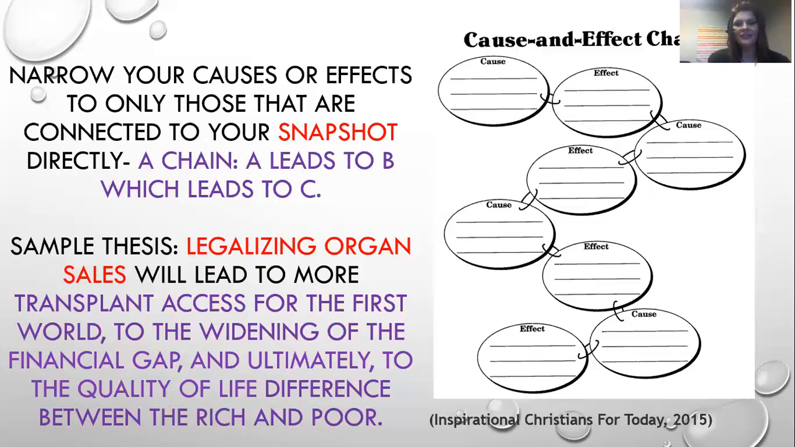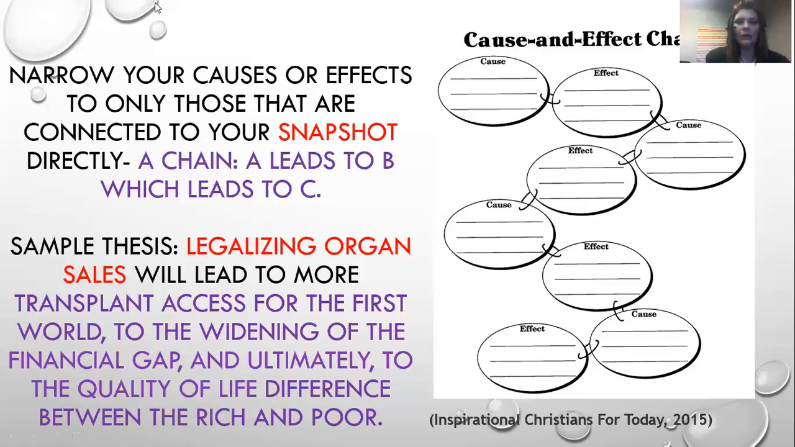You were right if your guess was the future. This was a future prediction, and the snapshot was legalizing organ sales as that future prediction of what could happen. And everything after that snapshot are the effects that the writer is arguing will happen from legalizing organ sales. And you can see that they're in logical order. A leads to B, which leads to C.